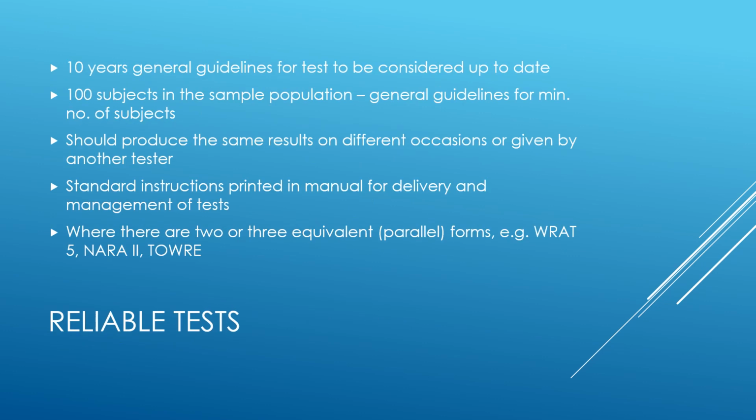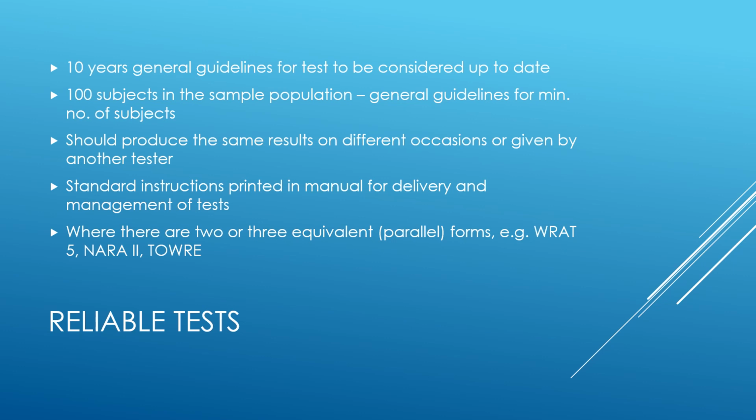So what kind of tests can we look at? We need to think about the type of tests we are using. Overall, we need to look at lots of aspects of testing, such as reliability and validity. So for reliable tests, we're looking for ones that are up to date. That would be considered to be less than 10 years old. When you're looking at the sampling to get those norms, to get that sample population and the results, we're looking for sample sizes of at least 100 subjects. That's the general guideline for the minimum number of subjects for a test to be reliable.